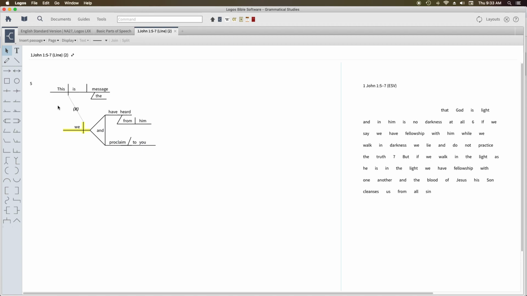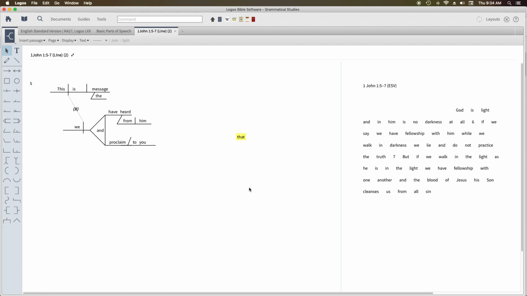So this is the message. This is the message which we have heard from him. We have heard and proclaimed to you. Now, we have the word that. And remember what I said about the word that. The word that is either going to function mostly as a demonstrative, or it's going to function as a relative or some type of a conjunction. And so we need to determine what the word that is referring to, or how it's functioning.